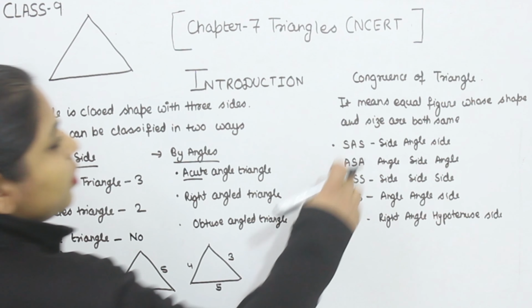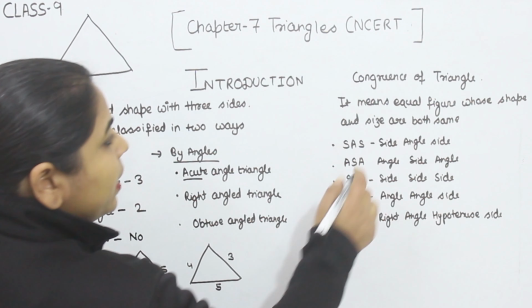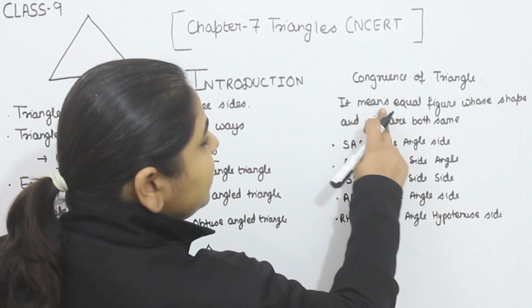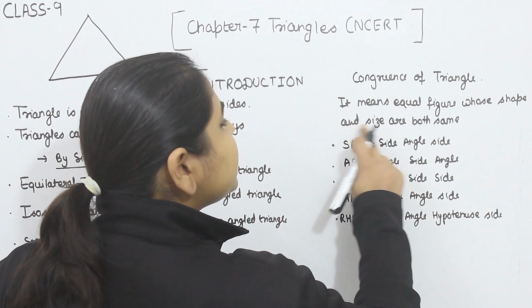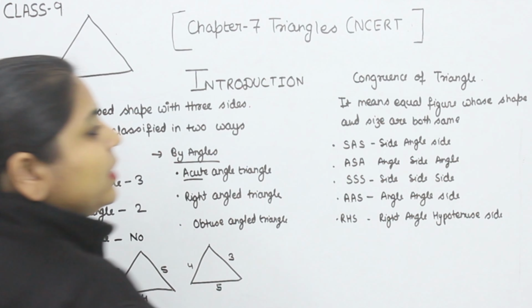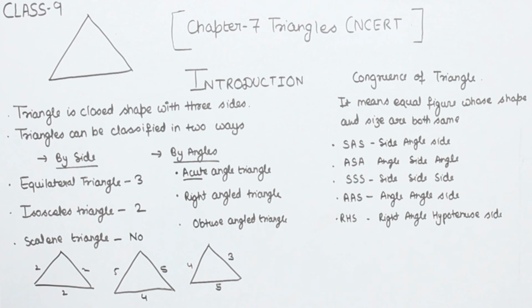Now we are going to study the congruence of triangles. The definition of congruence is that it means equal figures whose shape and size are both the same. They look like xerox copies of each other. So this is the congruence of triangles.